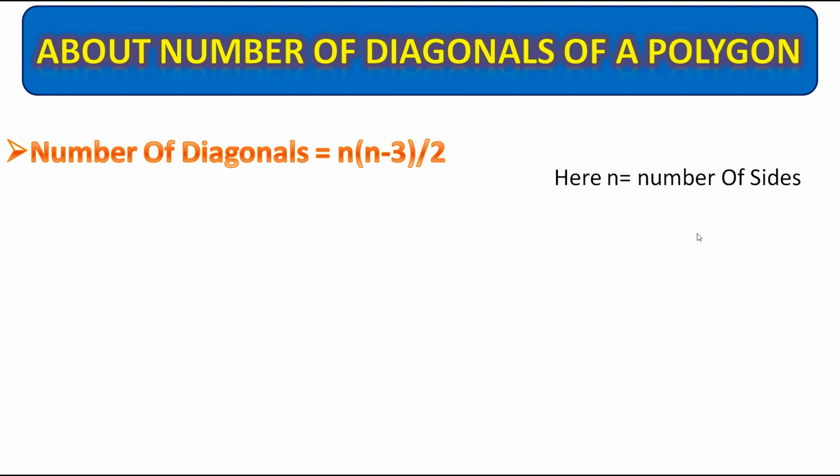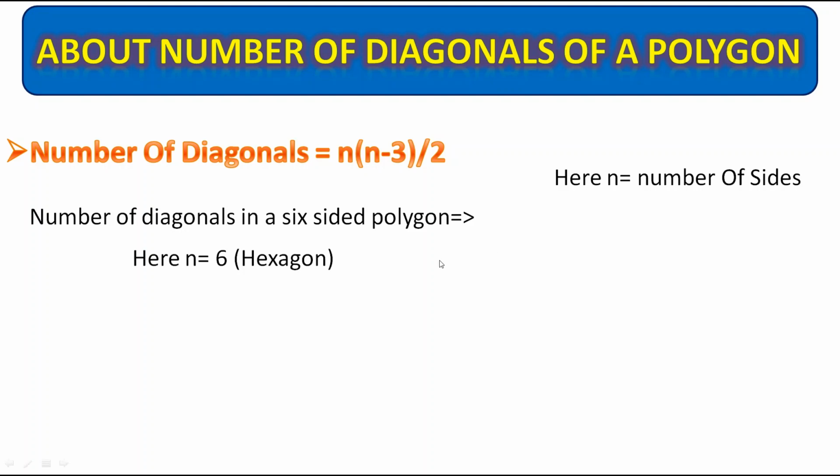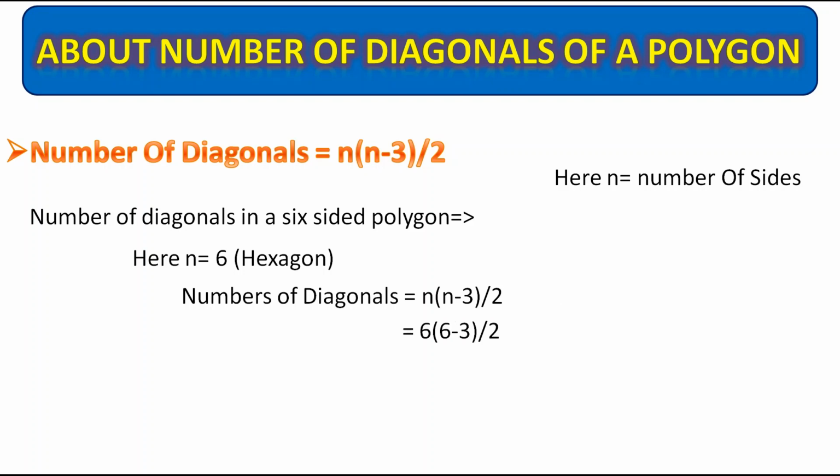Okay. Now let's solve one question. Let's find out the number of diagonals in a 6-sided polygon. So here n is equal to 6, which is hexagon. Okay. So for that let's use this formula. Number of diagonals is equal to n into bracket n minus 3 upon 2. Okay. So let's put the value of n, that is 6. So here we got like this.